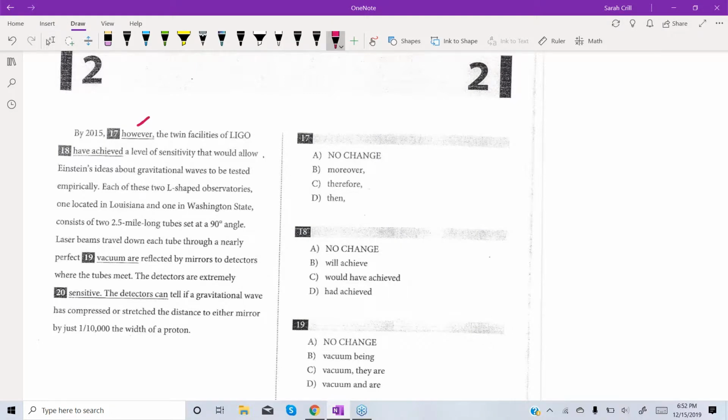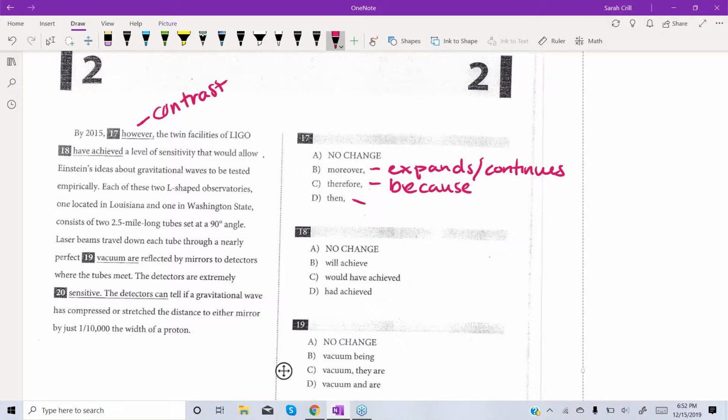So however, definitely shows contrast, right? Moreover, expands on or continues what we were just talking about. And therefore is more like a because, it's establishing a result relationship, then establishes some kind of chronological relationship here. Chronological, okay. So the best option here would be A, because we're changing from the idea of it not being able to be observed to the idea that it actually has been.